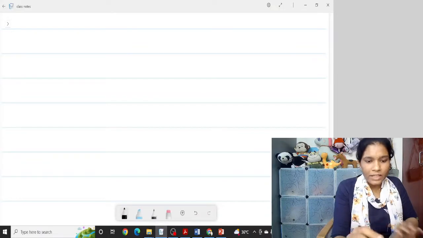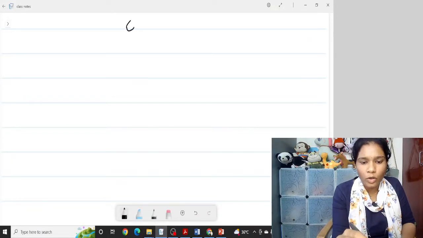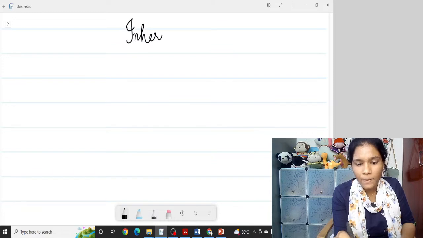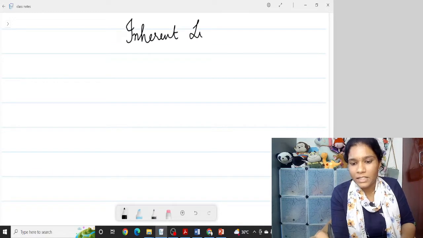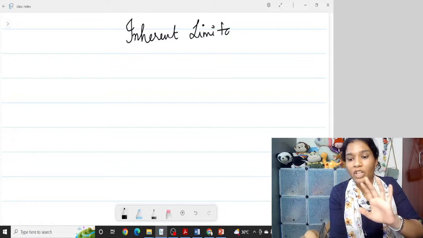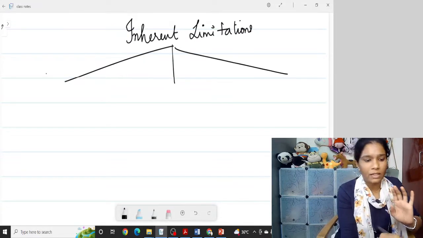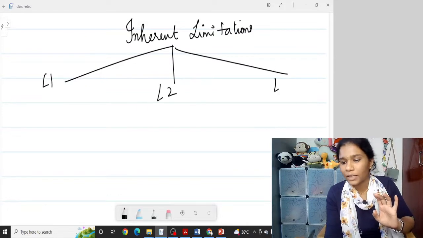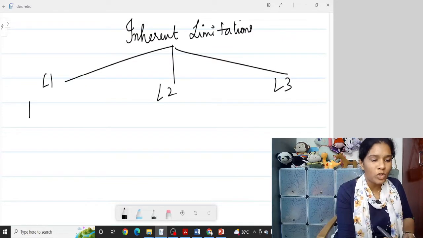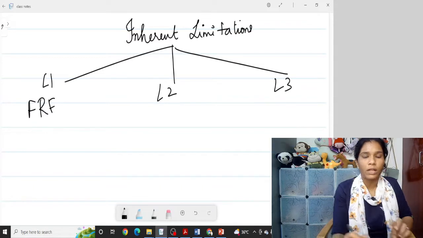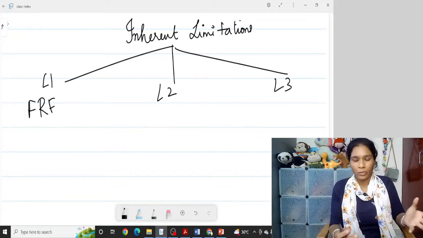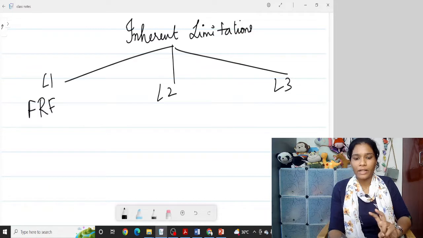Now, this is all about limitations, right? So we're talking about the inherent limitations. The main limitations, we have three limitations. Limitation 1, limitation 2, limitation 3. L1, L2, L3. What is L1? Nature of financial reporting framework. And L2, nature of audit procedure.